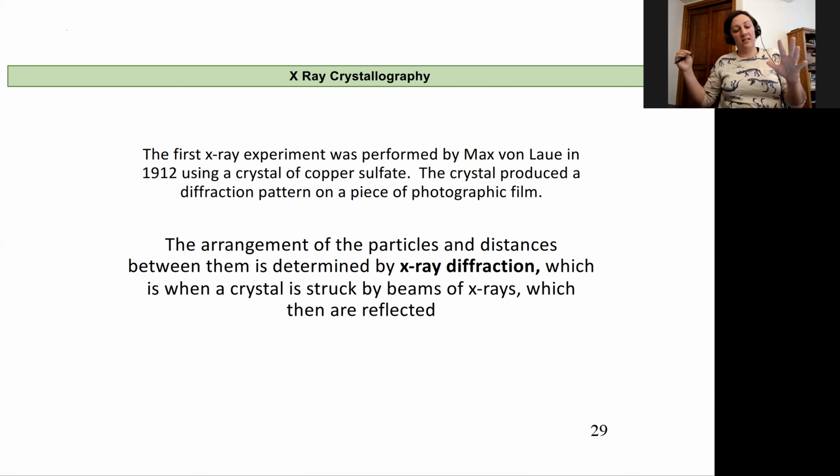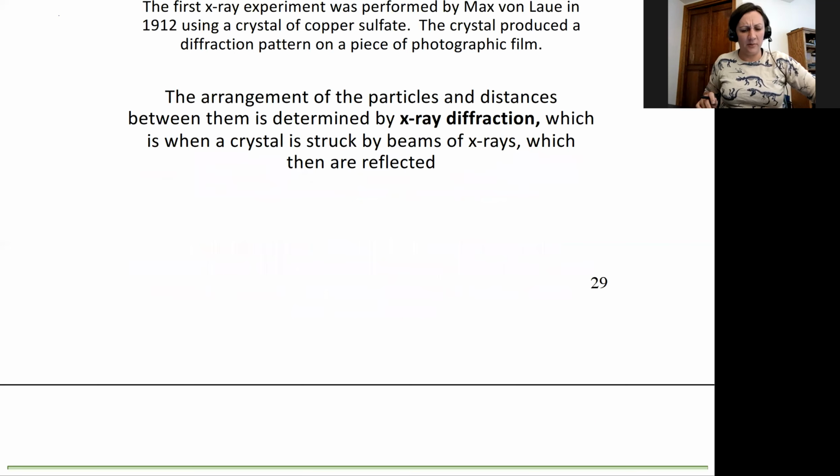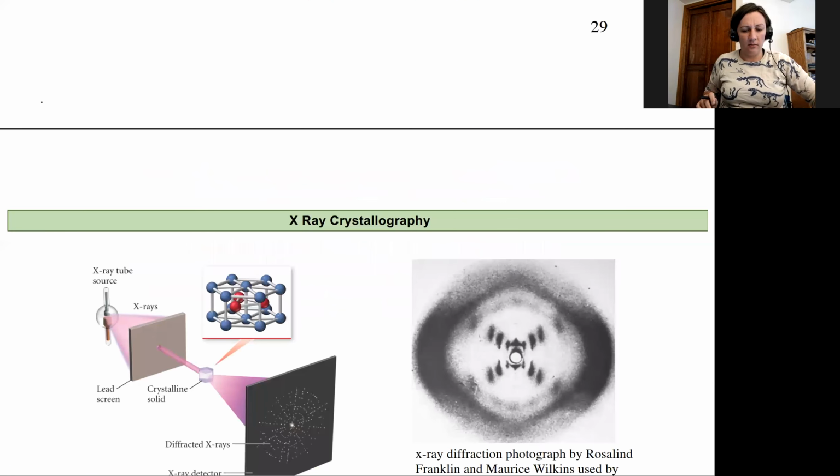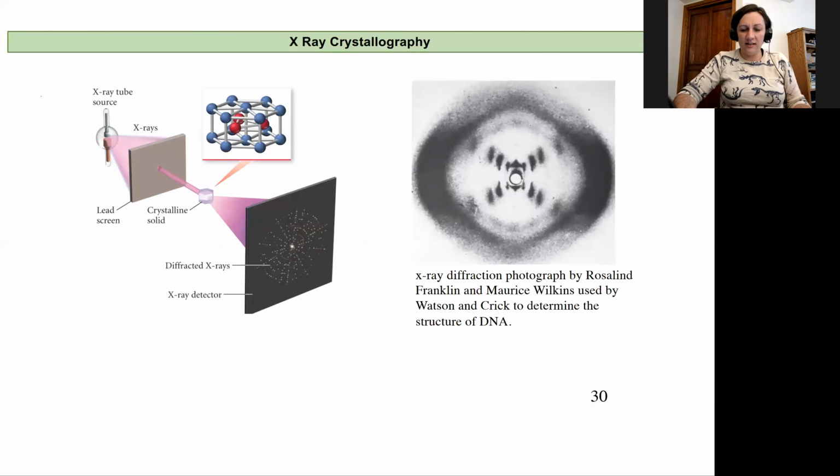And when you strike a crystal with X-rays that then reflect, you can capture where they reflect to on film, and then infer something about the structure of the crystal that you shot the X-ray beam through. So let's take a look at a picture of this. Here we go. So here's an example of an X-ray diffraction pattern. And this was the one that was used to help determine the structure of DNA.